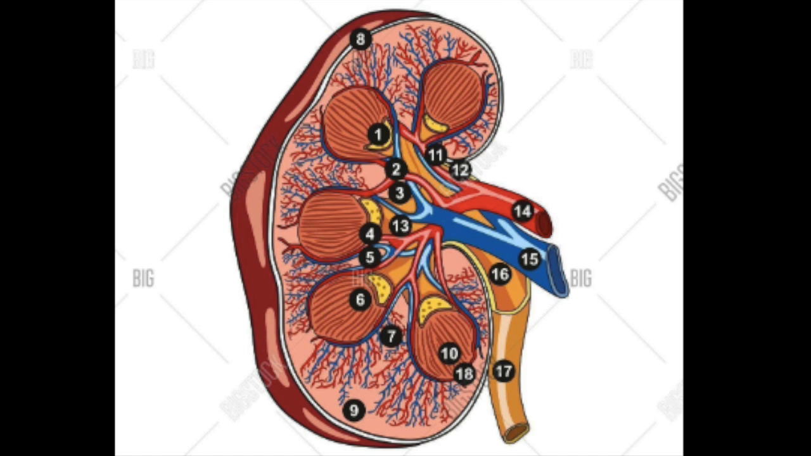Number 14 is the renal artery of the kidney. It divides into 5 segmental arteries. Number 15 is the renal vein. It exits from the kidney and empties into the inferior vena cava.